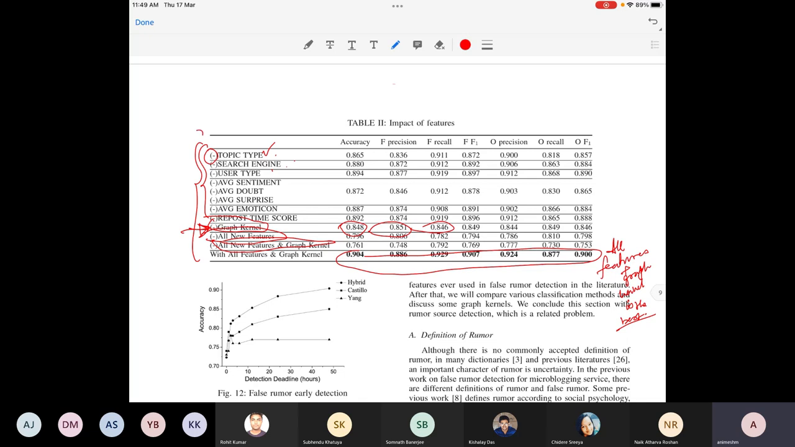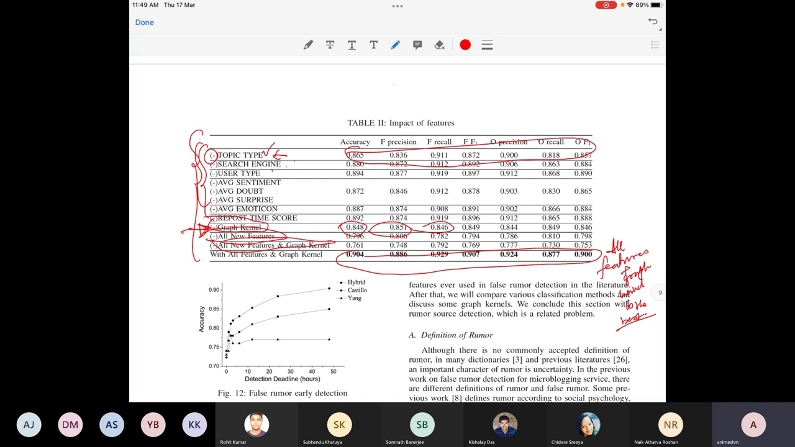Among the other types of features that they constructed, it seems that the topic type feature is quite important. So this is the second best: the second highest drop in accuracy is witnessed when you remove the topic type feature. So these are some of the interesting observations that the authors made from the ablation study.